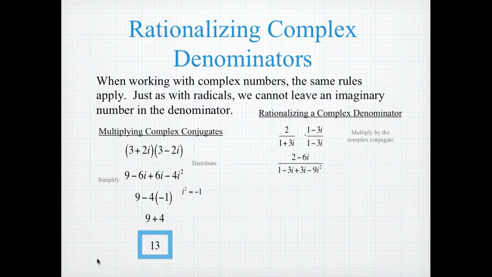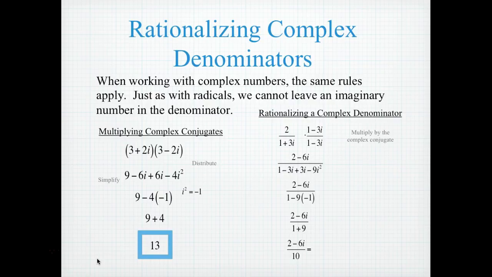Distributing the numerator gives us 2 minus 6i, and distributing the denominator gives us 1 minus 3i plus 3i minus 9i to the second. So as we simplify, negative 3i plus 3i in the denominator are going to cancel out, and we substitute negative 1 in place of i to the second. The numerator can't be simplified any further, so we just have 2 minus 6i. The denominator we simplify further. Negative 9 times negative 1 is positive 9, and 1 plus 9 gives us 10. So we get 2 minus 6i over 10.